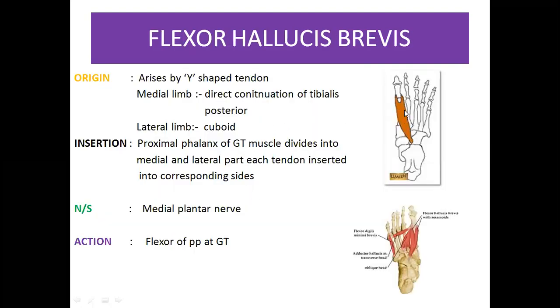Flexor hallucis, always remember, is the big toe. It arises by a Y-shaped tendon. This is the medial limb, which is the direct continuation of tibialis posterior. The lateral limb is coming from the cuboid bone. Insertion is the proximal phalanx of the big toe or great toe; the muscle divides into medial and lateral parts.